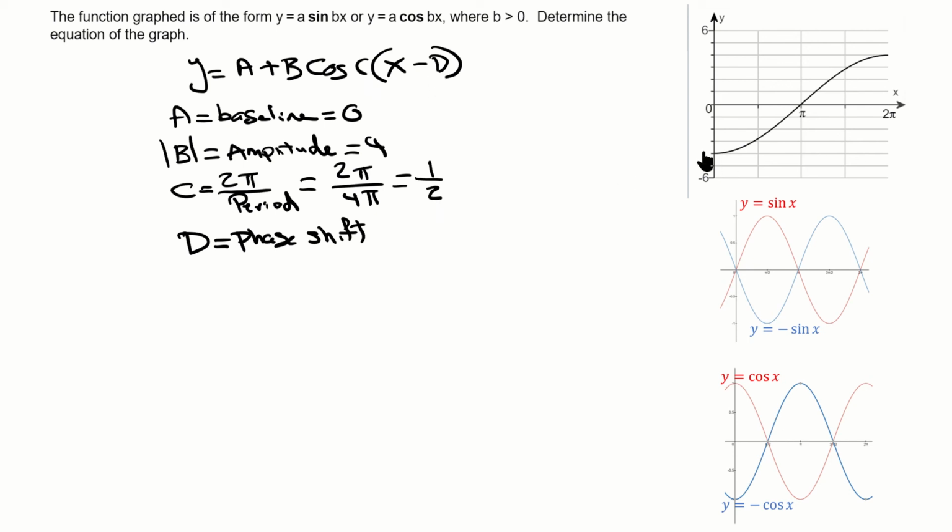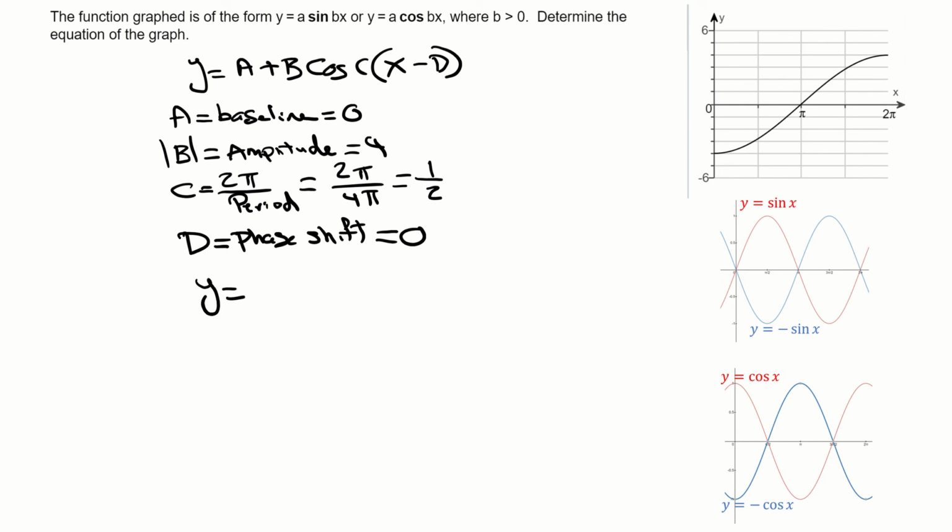And d tells you how far shifted it is relative to the regular negative cosine curve, and we can see it is not shifted at all. So d here is going to be 0. Now we have all the information that we need to go ahead and write the equation of this sinusoid.